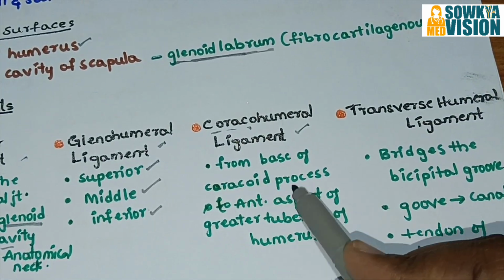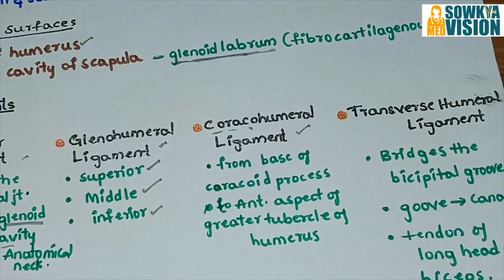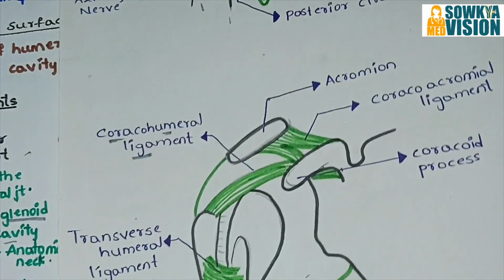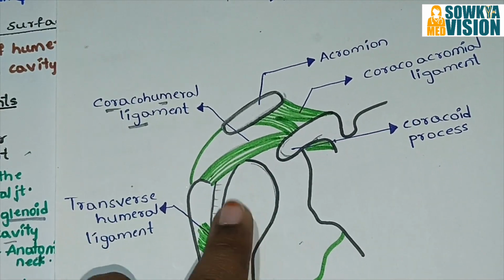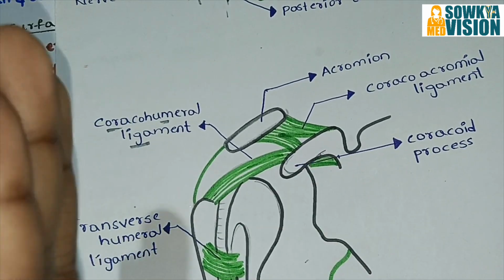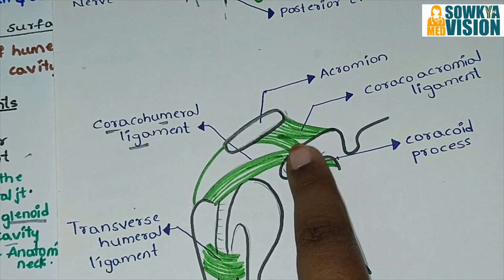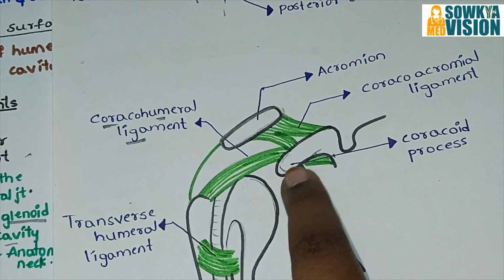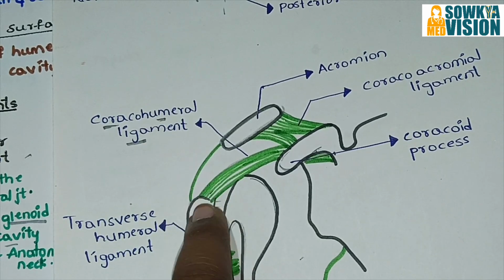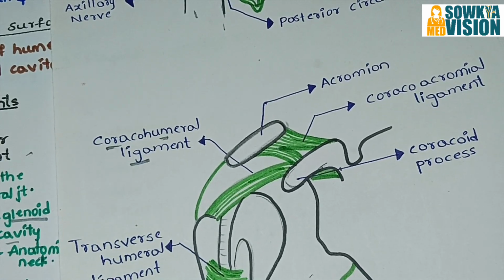From the base of the coracoid process, see, from here, the base of the coracoid process to the anterior aspect of the greater tubercle of the humerus. Yes, this is the head of the humerus containing the greater tubercle and the lesser tubercle. The greater tubercle is presented laterally and the lesser tubercle is presented medially. So from the base of the coracoid process it is attached to the greater tubercle of the humerus. Yes, it is known as the coracohumeral ligament.